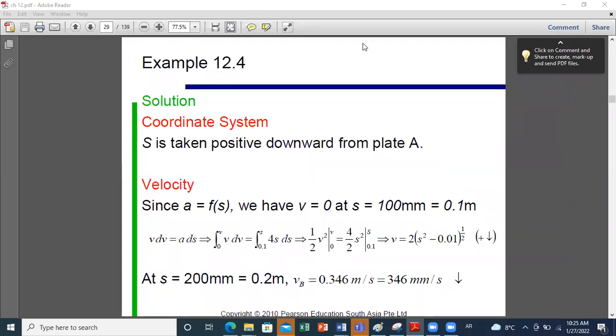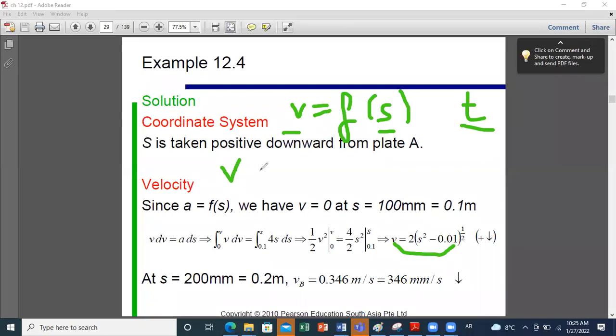So we were saying that we developed together a relation between velocity and position. So we have until now v as a function of s. And since we want to relate to time, we should use the differential equation, which involves velocity, position, and time. And this relation is v equals ds by dt.